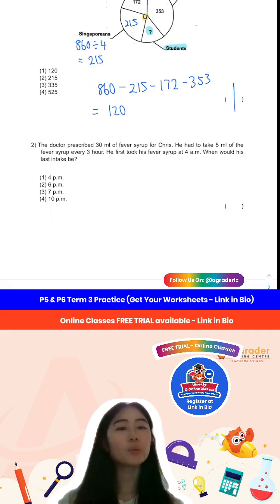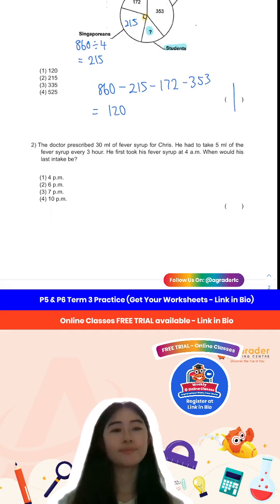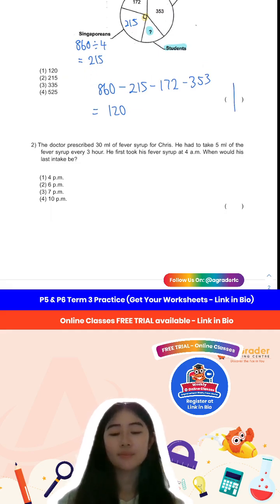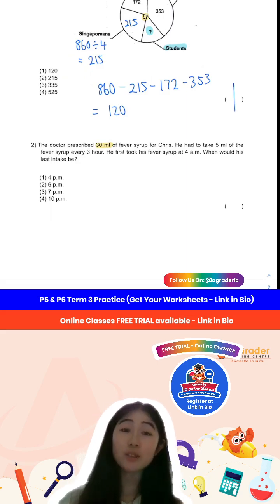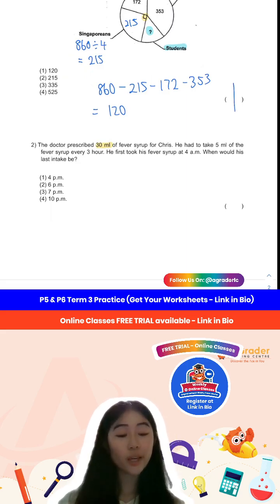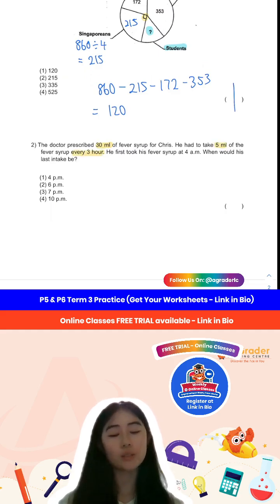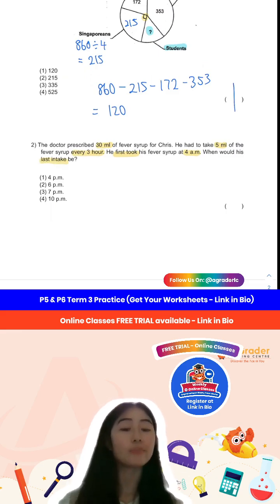Knee Clown, hello. Thanks for joining. Okay, so the second question says that the doctor prescribed 30 milliliters of fever syrup for Chris, who unfortunately fell sick. So he has to take 5 milliliters of the fever syrup every 3 hours. He first took the fever syrup at 4 a.m. So when would be the last time that he takes the fever syrup?